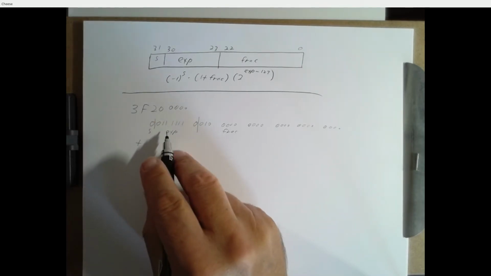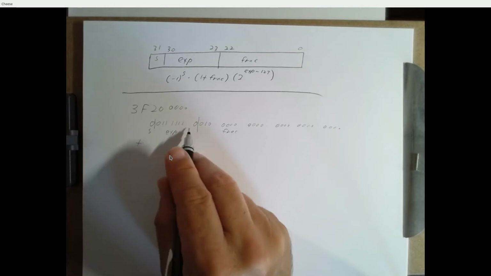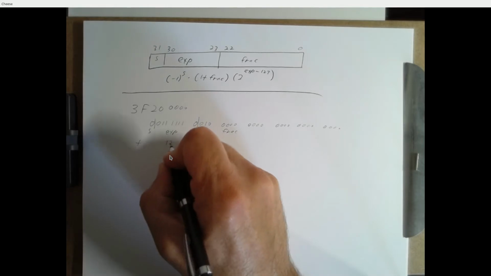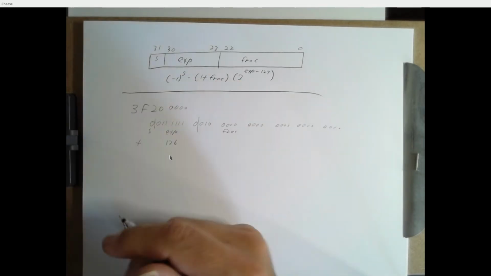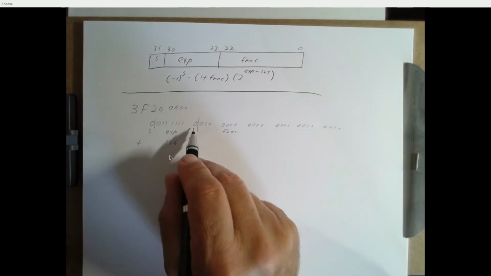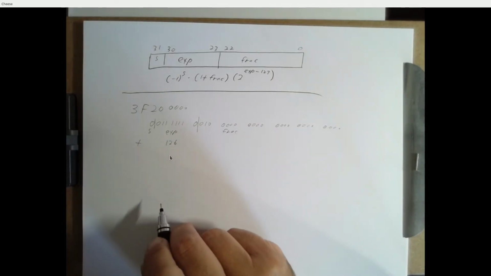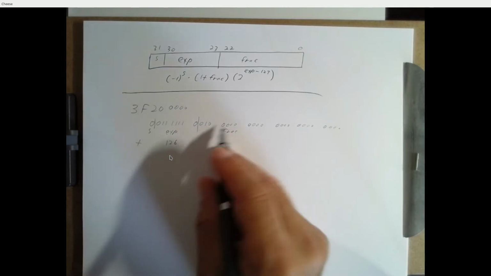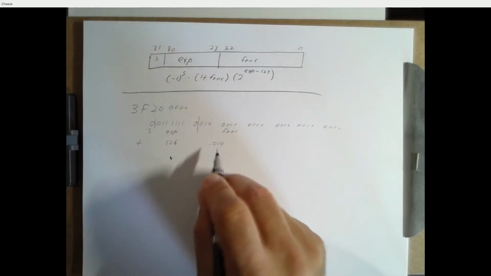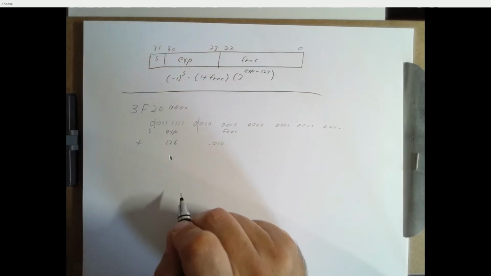Our exponent is what? Well, if this was a 1, this would be 127. This least significant bit is a 0, so this is 126. You can add up the powers of 2 or use a calculator or whatever, but this 8-bit number is 126. And our fraction is just what we see. It's 0.010, and then a bunch of zeros after that.